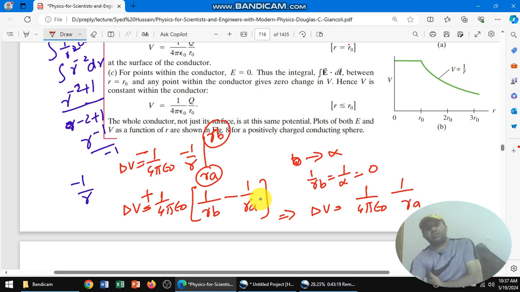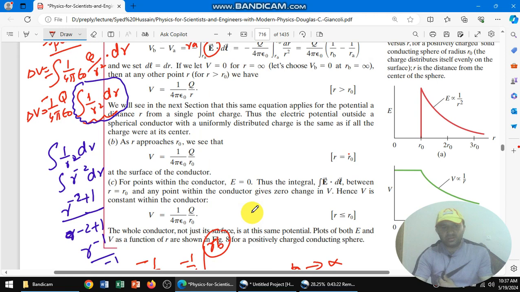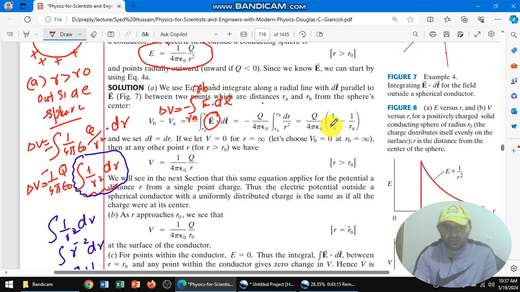So this is the formula: minus (1 over RB minus 1 over RA). Now RB approaches infinity, so 1 over RB becomes 0. So this term becomes 0, and we are left with VB minus VA, which is equal to 1 over 4 pi epsilon naught Q over R, for R greater than R naught.